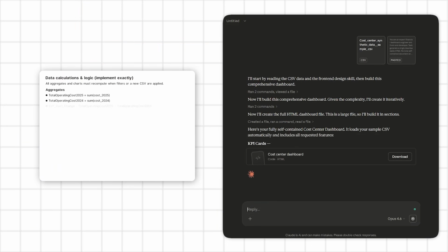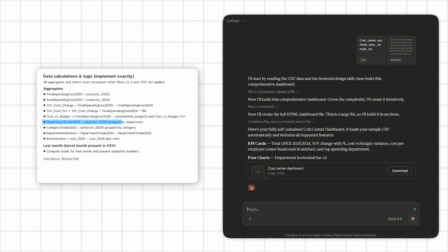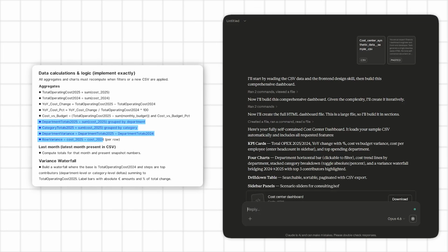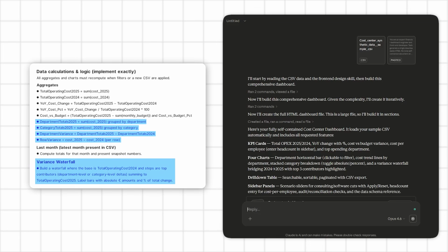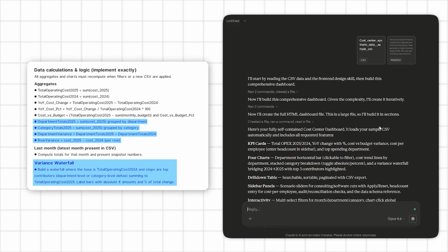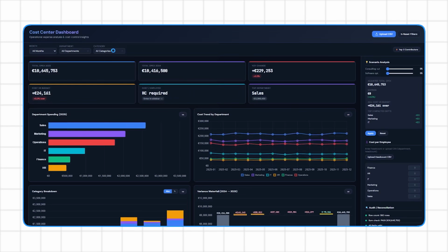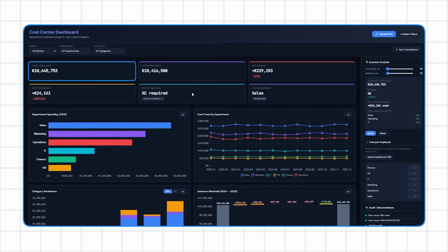The prompt structure here requires the dashboard to compute department level and category level aggregations, year-over-year variance by department, and the variance waterfall that bridges from 2024 total OPEX to 2025 total OPEX through each department's contribution. Total operating cost for 2025 comes in at 10.65 million, up 229,000 from 2024, which is a 2.2% increase. Sales is the top spending department at 3.27 million, representing almost a third of total OPEX.